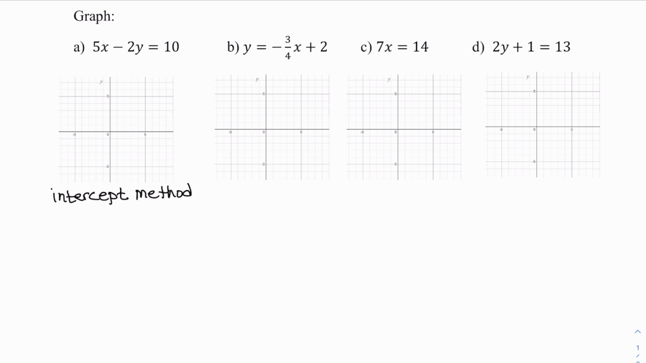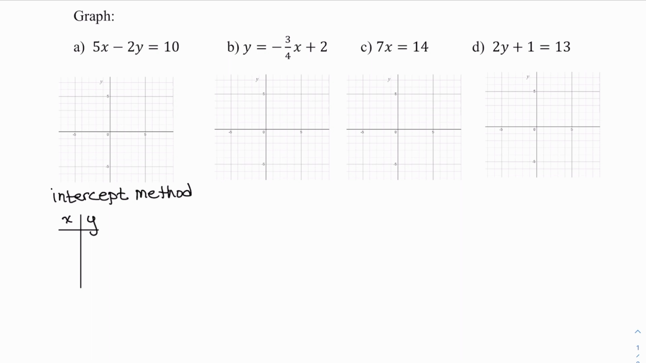So with the intercept method of graphing, we are going to make an XY chart. And what we are going to do is specifically find the x-intercept and then find the y-intercept, and then plot those 2 points to get our line.